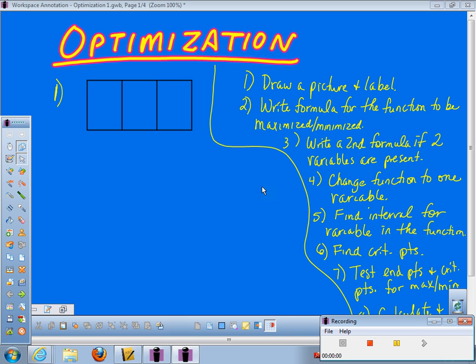The whole reason we call this optimization is we are trying to find the best way to do something. In every case, each problem is going to ask you to maximize or minimize something to give the best possible result. Since we just spent a great deal of time before Christmas learning how to find absolute maximums and minimums, that is the process you will be using to solve each one of these problems. Now, as you can see, I already have a list of steps on the board for what we'll be doing, and I'll try to talk you through these.